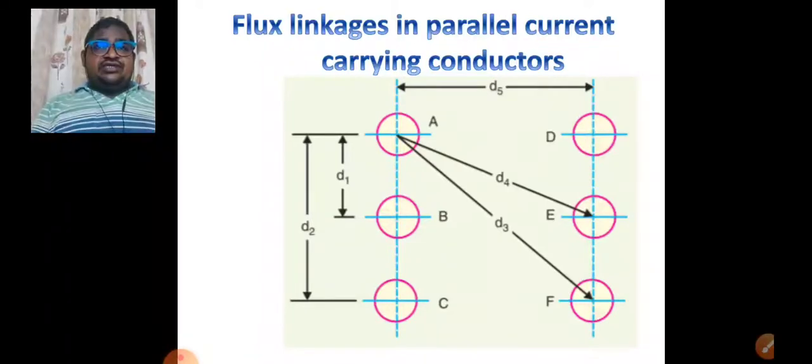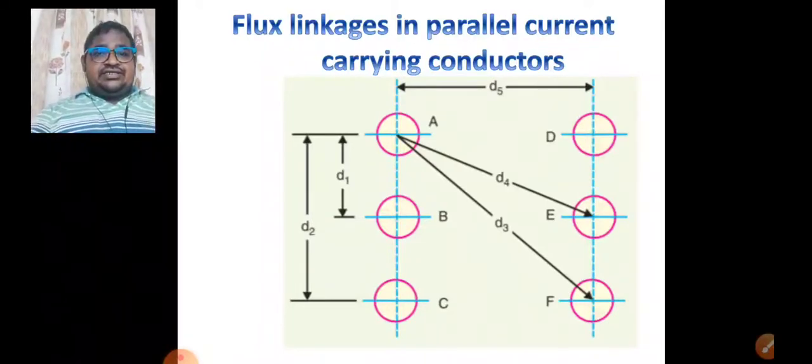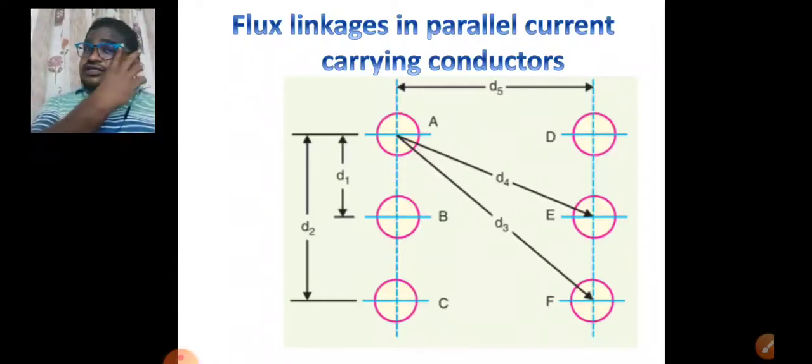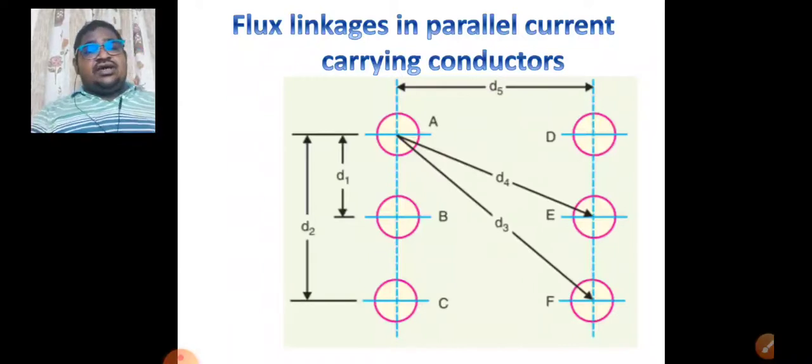So here the figure shows there are conductors A, B, C, D, E, F, like this. These are carrying the currents IA, IB, IC, ID, IE, IF, like that. Let us assume like this. And let us consider the flux linkages with one conductor, say the conductor A, due to its own current as discussed previously.